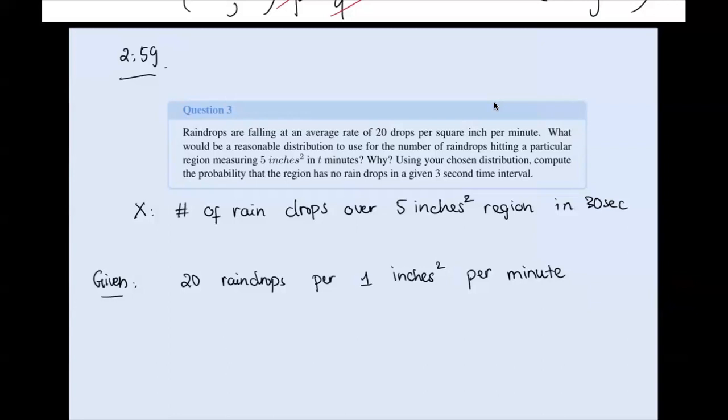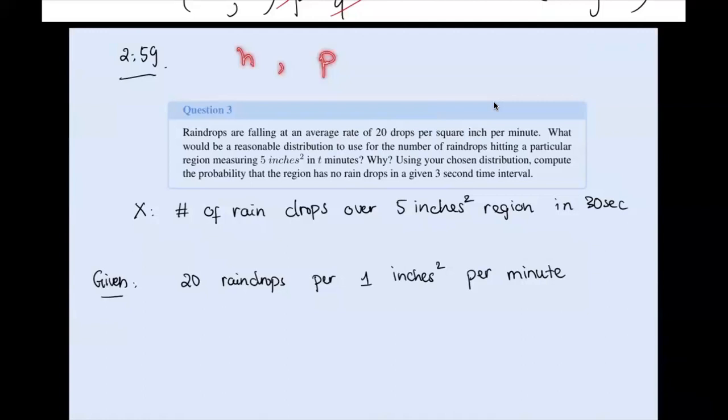So here we are given that the average rate of raindrops per square inch per minute is 20. When you see some events where they give you the rate over some time interval, it's likely that it is a Poisson distribution. Why is that? Because the Poisson distribution is used to approximate the binomial distribution, where you have a very large number of trials and the probability of success in each trial is very, very small.